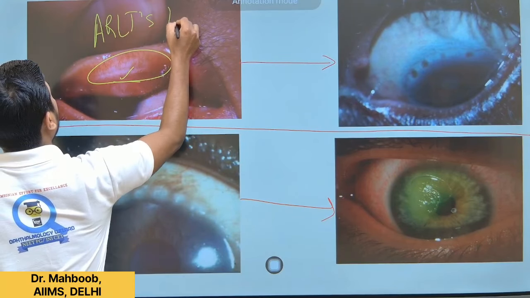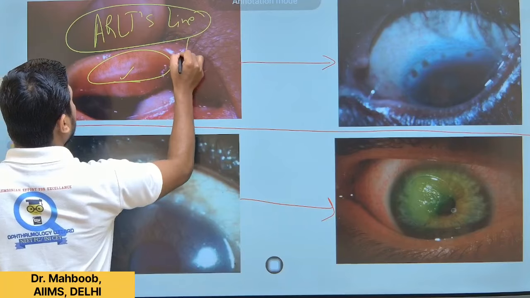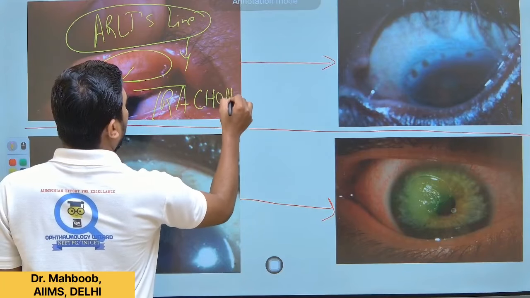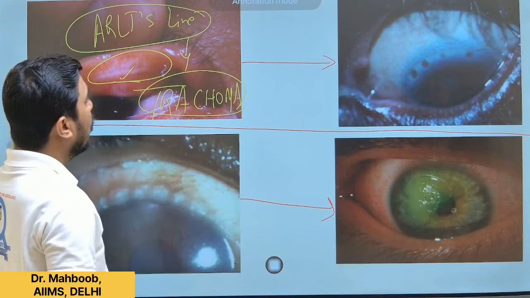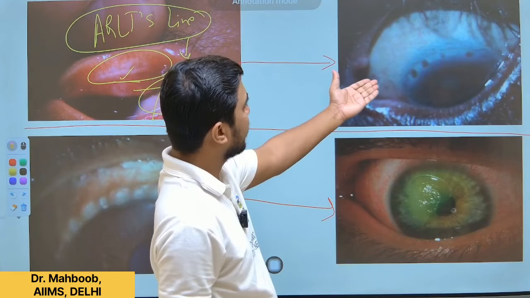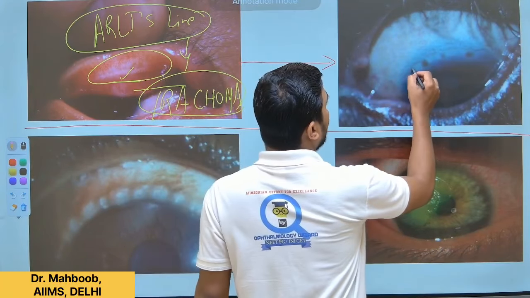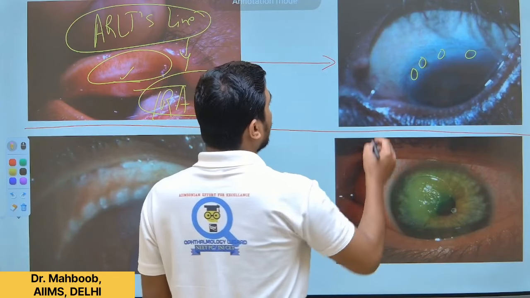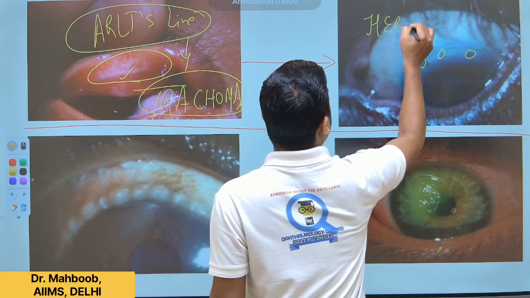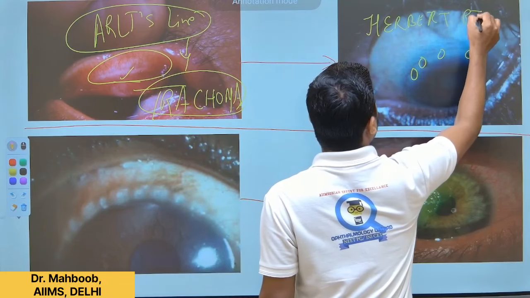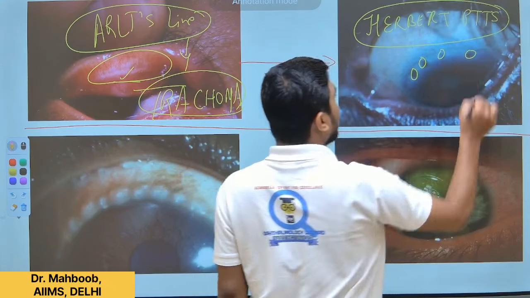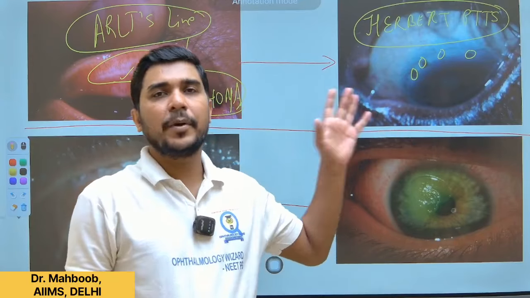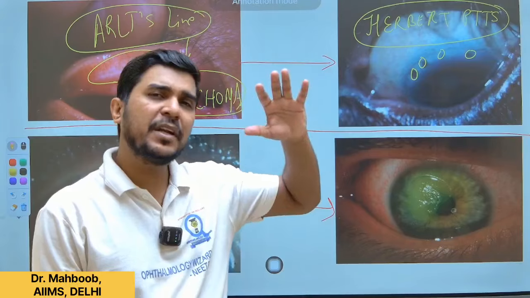Arlt's line, and this Arlt's line is a feature of trachoma. Now this is also a feature of trachoma, but what is this? This is the shallow depression here you see. This shallow depression is actually Herbert pits. This shallow depression is formed after the healing or cicatrization of the Herbert follicle. So this shallow depression is Herbert pits. Pit is depression, simple.